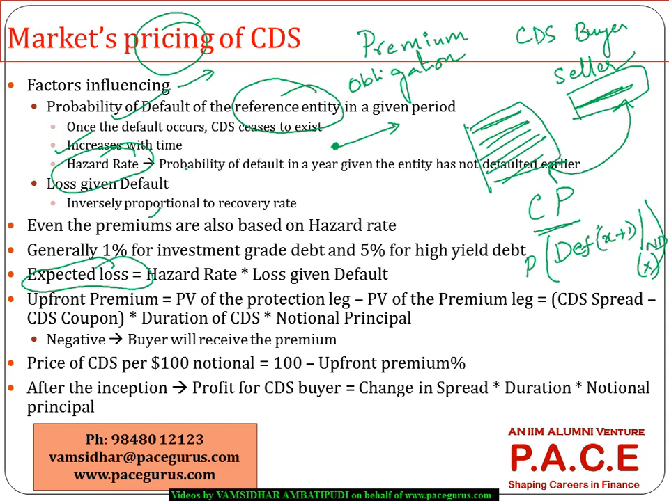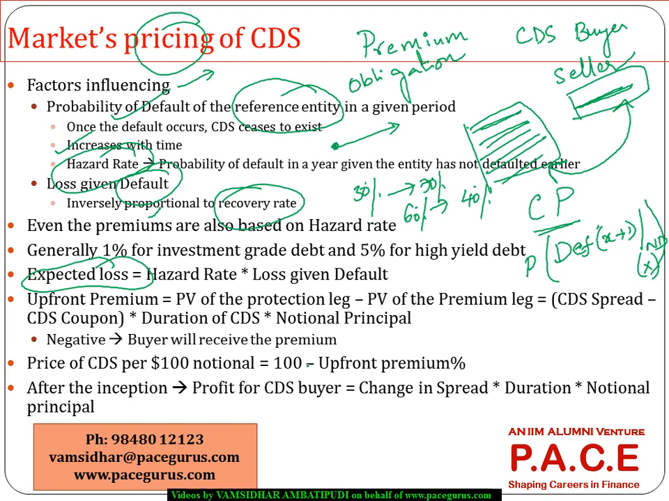Along with the hazard rate, there is the loss given default, which means in case the default occurs, what is going to be the loss. This is purely based on the recovery rate. In case the entity defaults, how much proportion of it can be recovered? If 30% can be recovered, it means 70% is the loss given default. If 60% can be recovered from that loan or reference entity, then only 40% is the loss given default. So this is purely inversely proportional to the recovery rate.